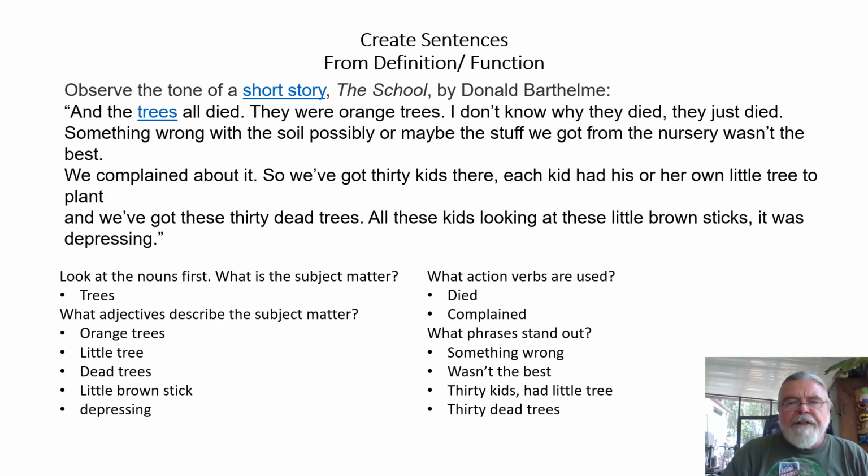Now, the first thing you want to do, as we had said before, is identify the key words within the passage. Starting off with the nouns. What's the subject matter? In this case, trees. What adjectives are used? Because remember, we're looking at the words. That's the tone, the diction that the author uses creates the tone. Orange trees, little tree, dead trees, little brown stick, depressing.